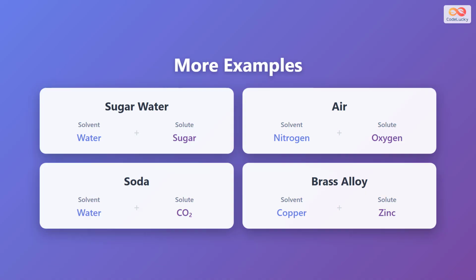Solutions aren't just liquids. Here are more examples. In sugar water, water is the solvent and sugar is the solute. In air, nitrogen gas is the solvent and oxygen is the solute. In soda, water is the solvent and carbon dioxide gas is the solute. Even solid solutions exist, like brass alloy, where copper is the solvent and zinc is the solute. Solutions can be gas in gas, solid in liquid, gas in liquid, or even solid in solid.